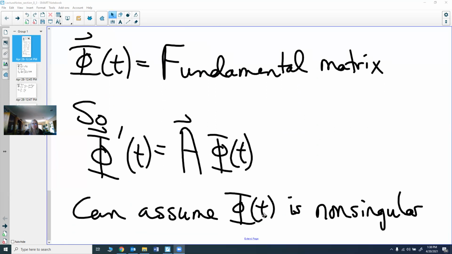We are going to assume that phi is what we call non-singular, which means the determinant of it is not 0. So we are going to assume that that's the case.